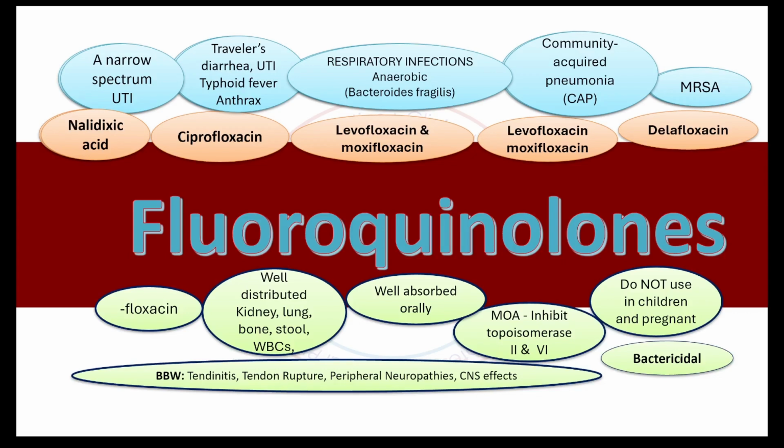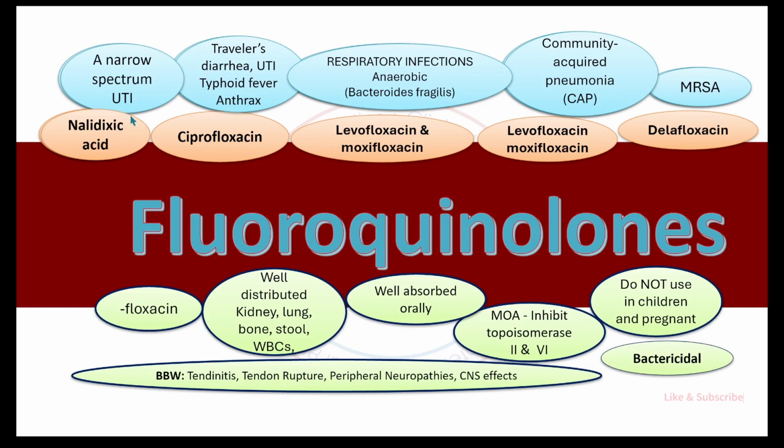As you can see in this slide, we have fluoroquinolones with the first generation represented by nalidixic acid, the second ciprofloxacin, then levofloxacin belonging to the third generation, moxifloxacin and delafloxacin belonging to the fourth generation. Again, the slide summarizes all the information about fluoroquinolones.